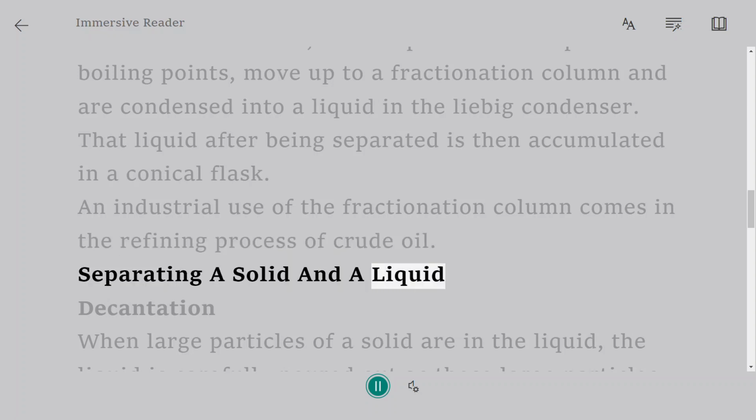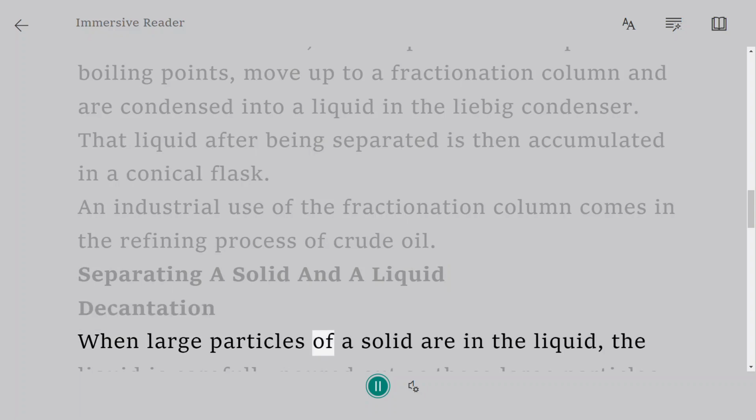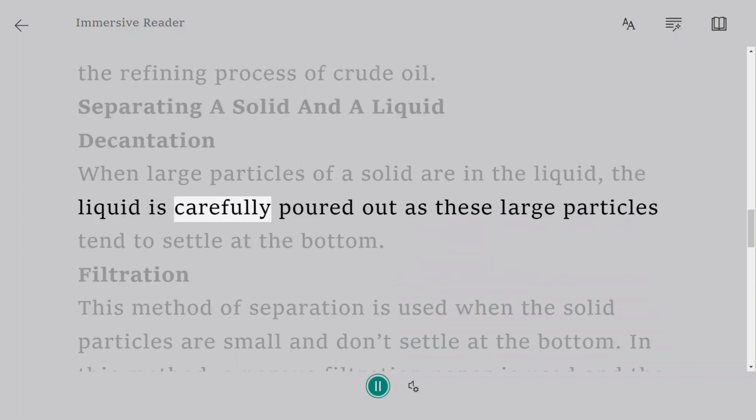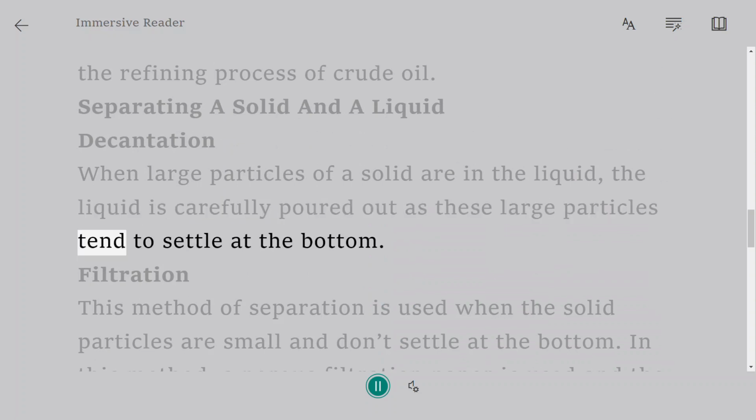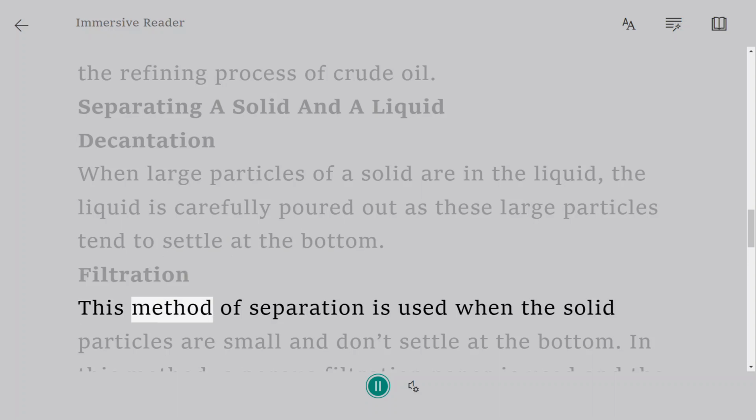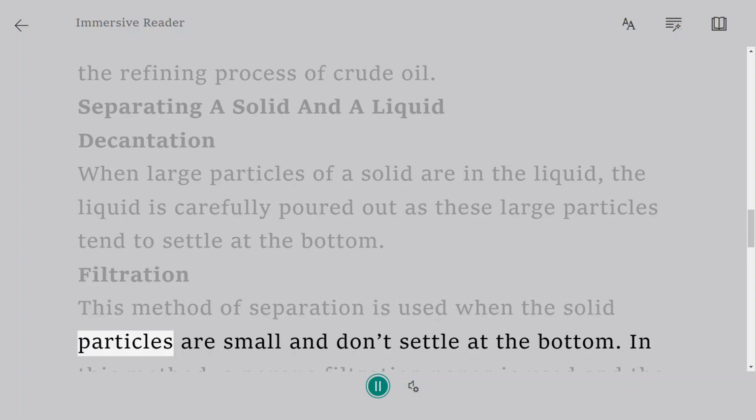Separating a solid and a liquid. Decantation. When large particles of a solid are in the liquid, the liquid is carefully poured out, as these large particles tend to settle at the bottom. Filtration. This method of separation is used when the solid particles are small and don't settle at the bottom.